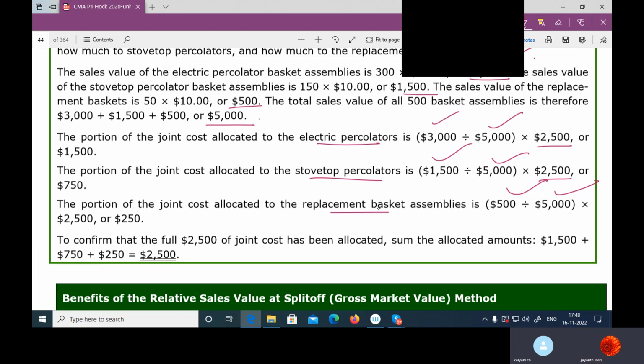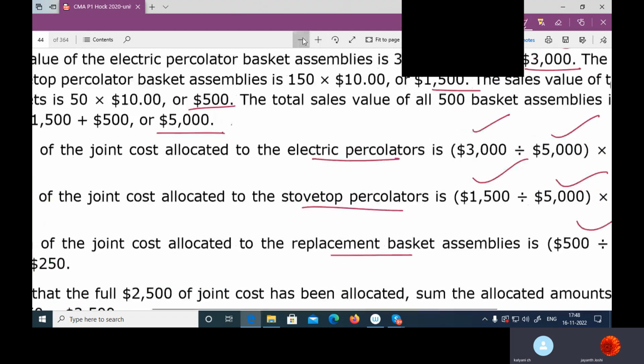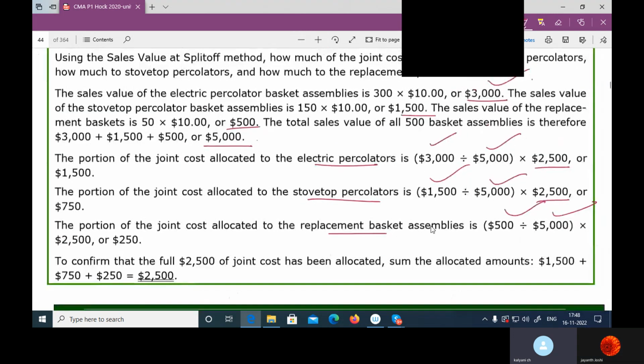No, sir. Right now we apportioned, no? Sir, tell me. What is your joint cost? 2,500, correct? What is the sales value of the basket assembly for electric percolator? 3,000. For stovetop percolator? 1,500. And for replacement? 500. What is the total sales value of these three baskets? 5,000.